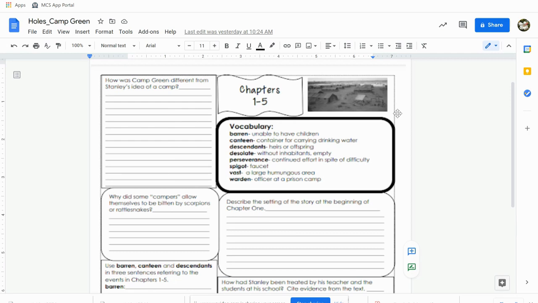How was Camp Green different from Stanley's idea of a camp? So we are using all different types of skills here, not only reading comprehension. You are inferring, you are looking at the character, his or her perspective, and giving me a response. Why did some campers allow themselves to be bitten by scorpions or rattlesnakes? If you did not read that section, if you could not infer that content, then you cannot answer my question.